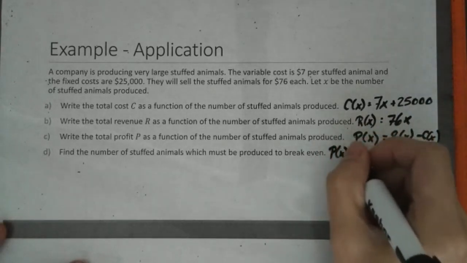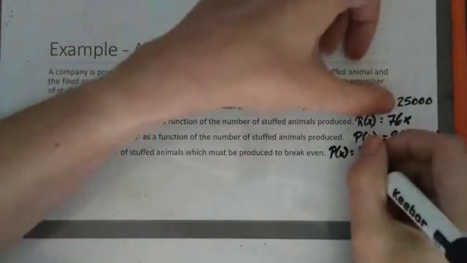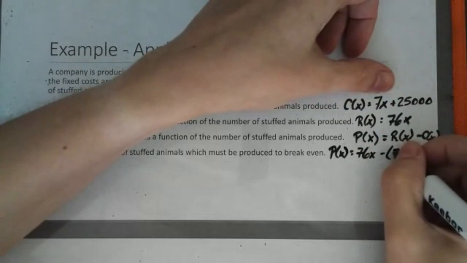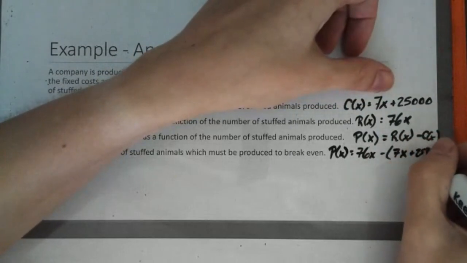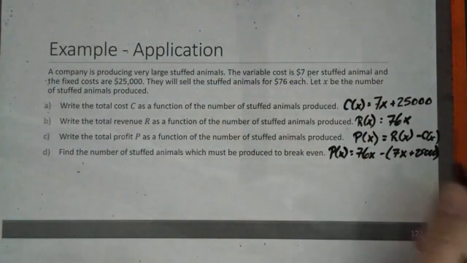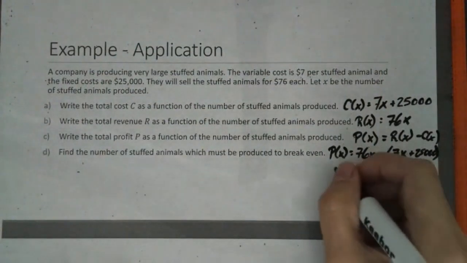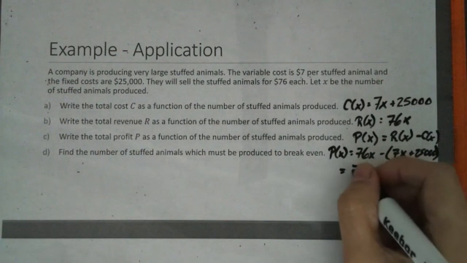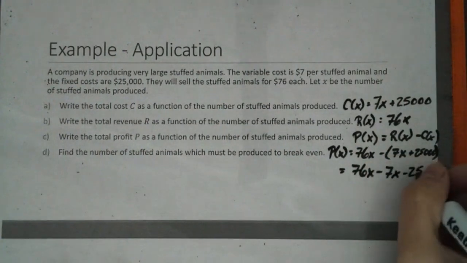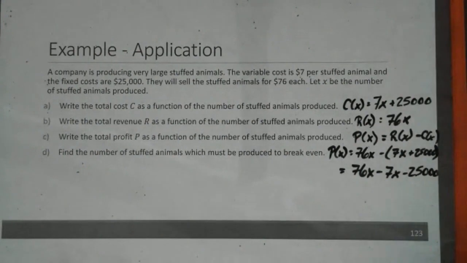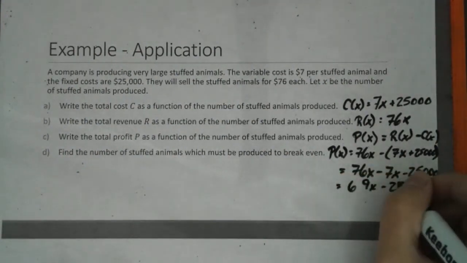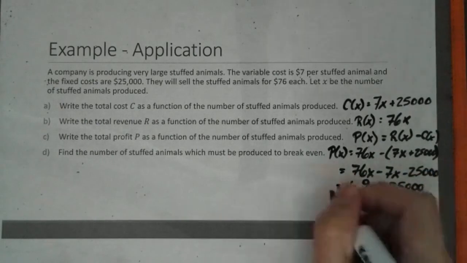So that means I'm going to take my revenue function, 76x, and I need to subtract the cost function, 7x plus 25,000. If I distribute the negative through, I'll have P of x is equal to 76x minus 7x minus 25,000, which leaves us with 69x minus 25,000 to be our profit function.